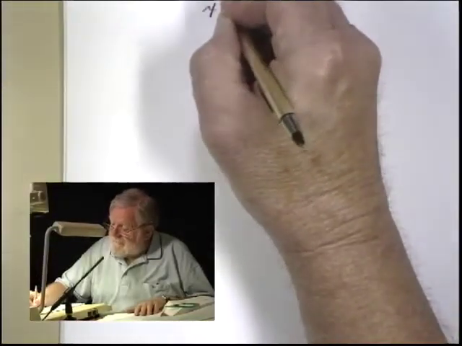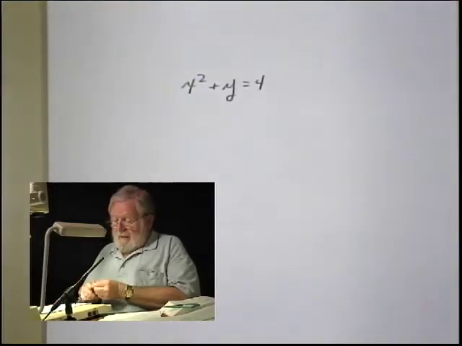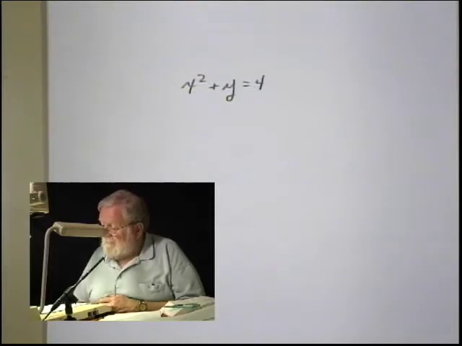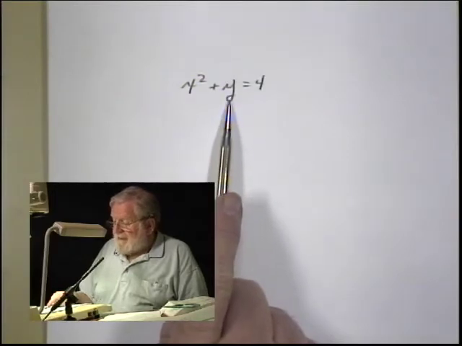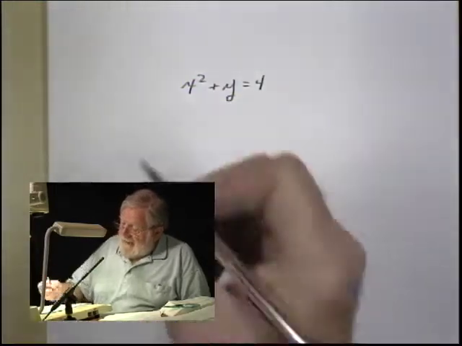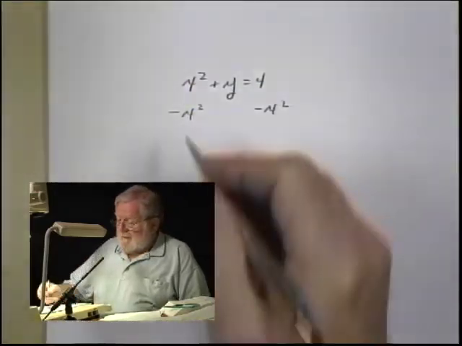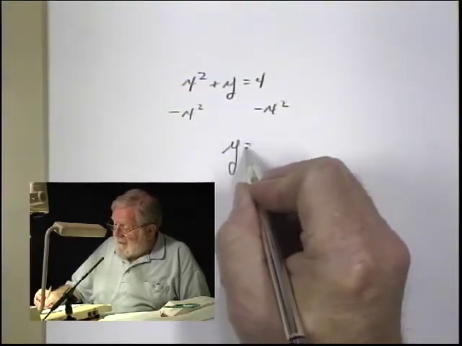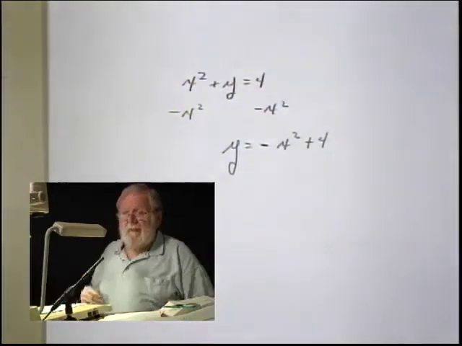Let's take a look at x squared plus y equals 4. Again, this isn't in standard form. We want to make this in standard form. So what we're going to do is solve this for y. So I'll subtract x squared from this side and subtract x squared from this side. This becomes 0, and we get y equals a minus x squared plus 4.